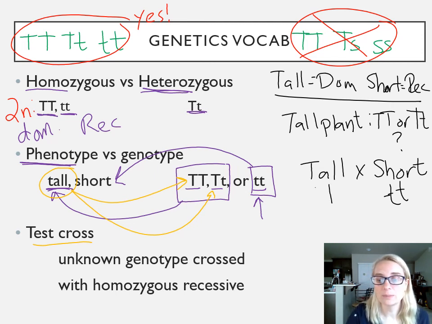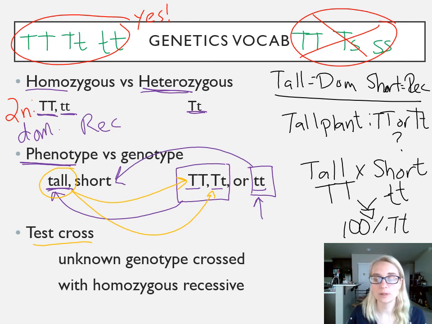If the tall is big T, big T, and we cross those, 100% of the offspring would be hybrids. So 100% of the offspring would be tall. And that would let us know that our original tall plant was homozygous dominant. It's not a mystery anymore. We would have figured it out.